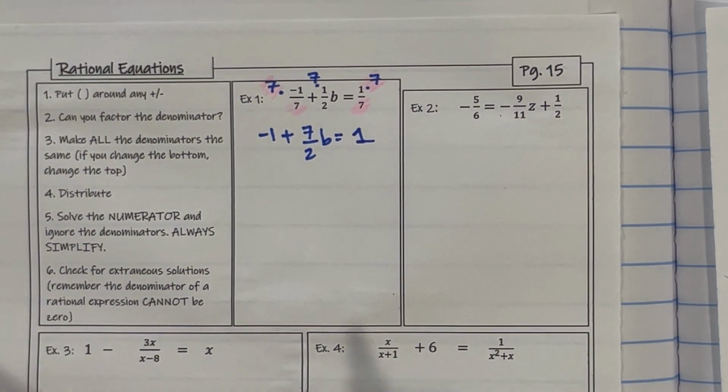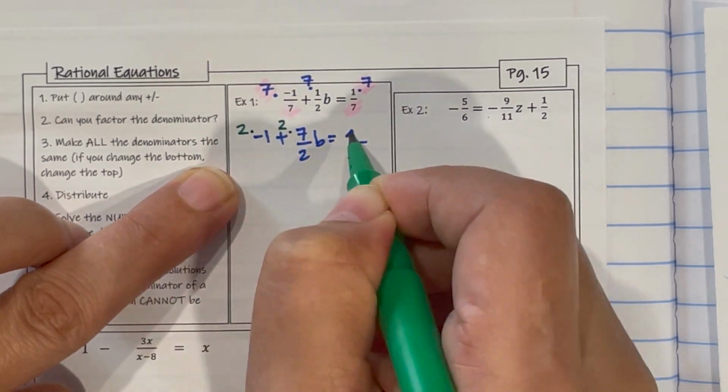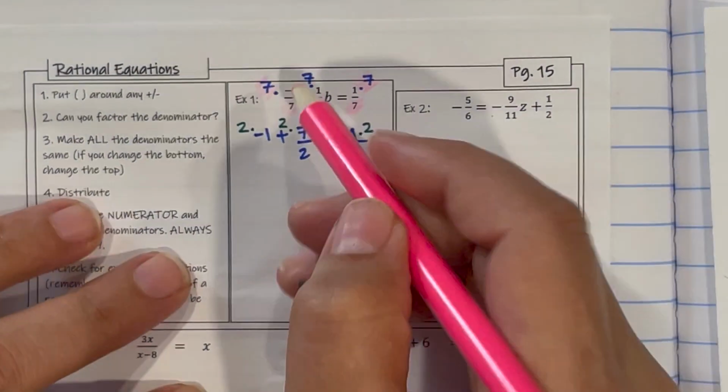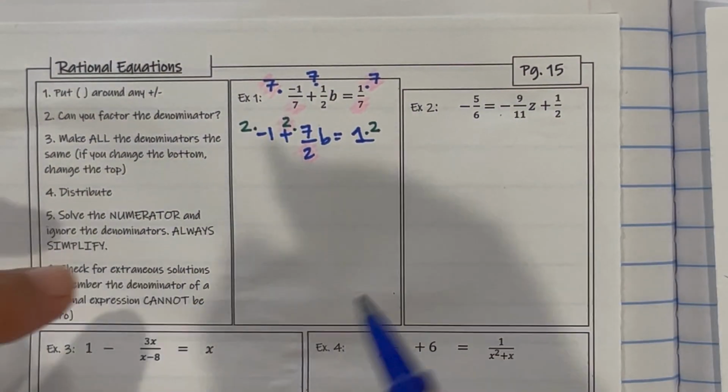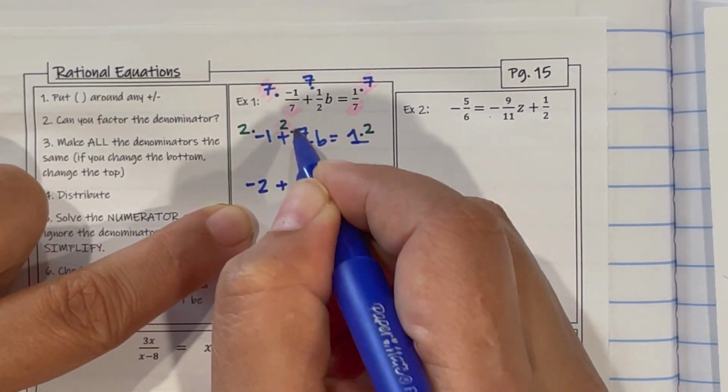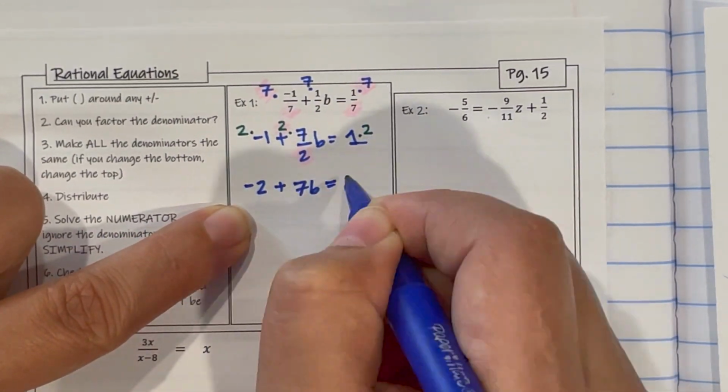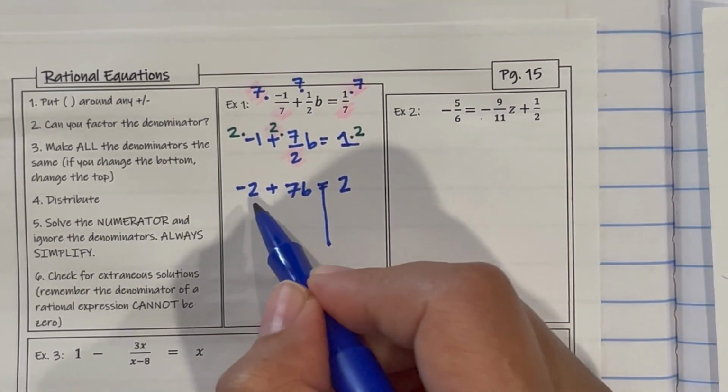I still have a fraction, so I need to get rid of it. So multiply everything by that denominator, which is times 2. You're going to see that those 2's cross out. So what do I have? 2 times negative 1 plus, those 2's crossed out, leaving 7b, equals 1 times 2. And now we have a two-step equation.